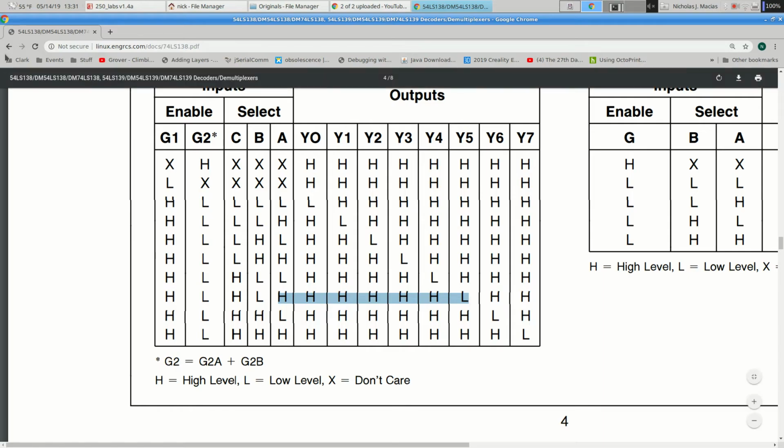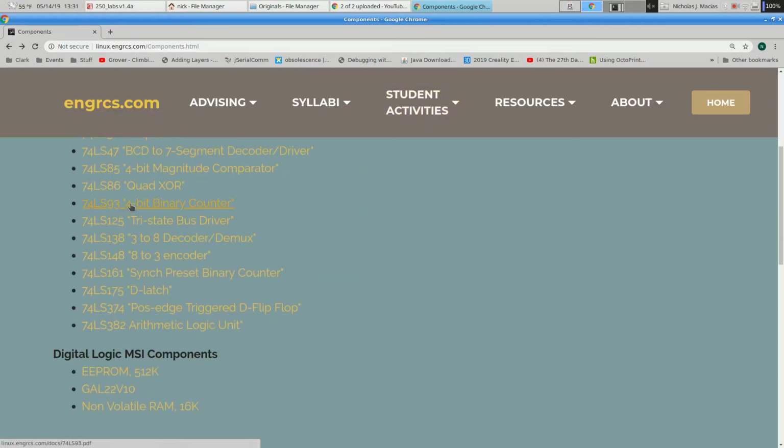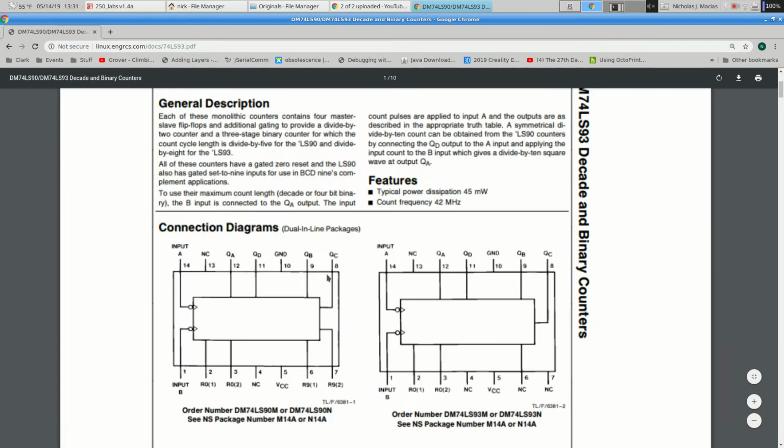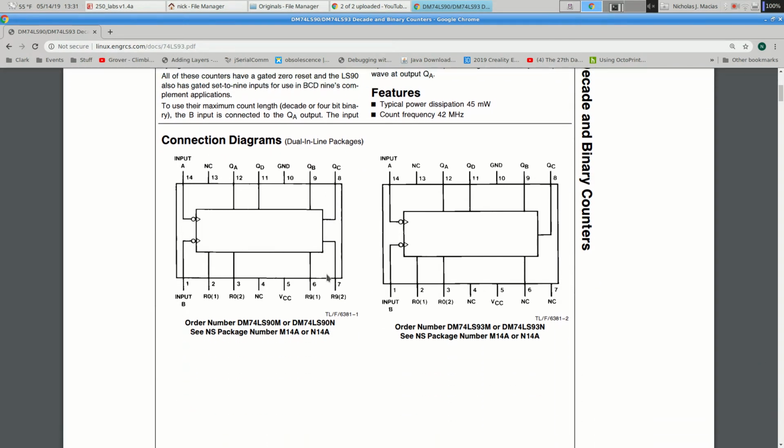So here's the other chip you're going to look at, the 74LS93. The one on the left is the LS90, the one on the right is the LS93. That's the one we're interested in. So this one's weird. It's got ground on pin 10 and power on pin 5. So that's one thing to pay attention to. It's got a few pins that aren't connected anywhere, 7, 6, 4, and 13.